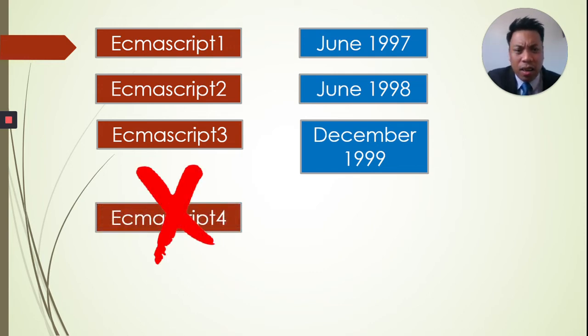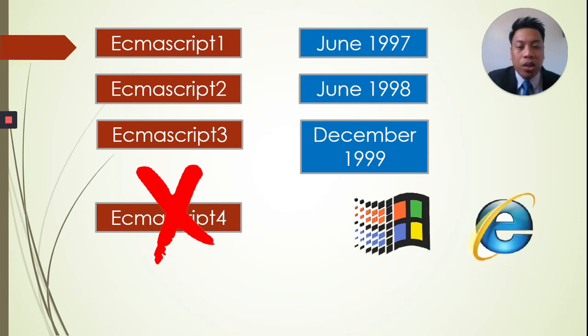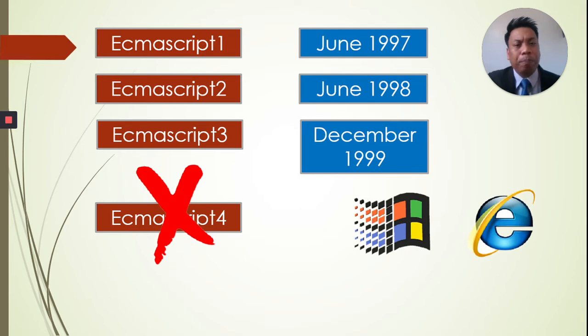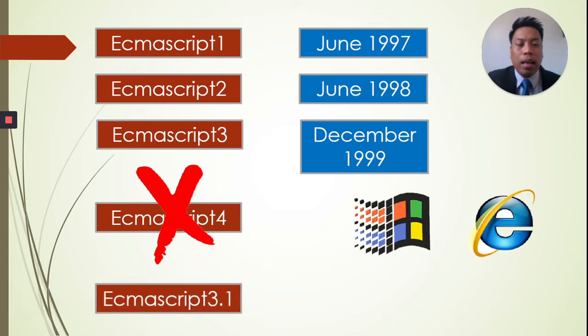Why? Well, because Microsoft, a major player in the browsing industry, had made its intention clear to not implement proper JavaScript in their product, which is Internet Explorer. After so much talk, soon thereafter, ECMAScript 3.1 was released in 2007.